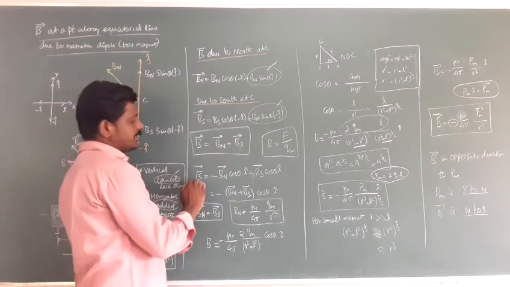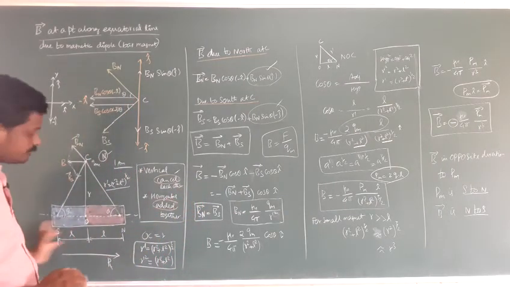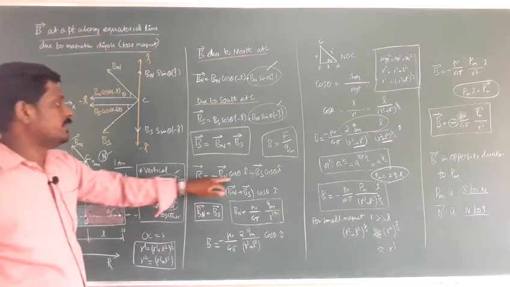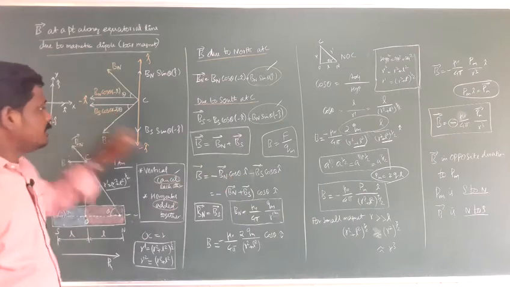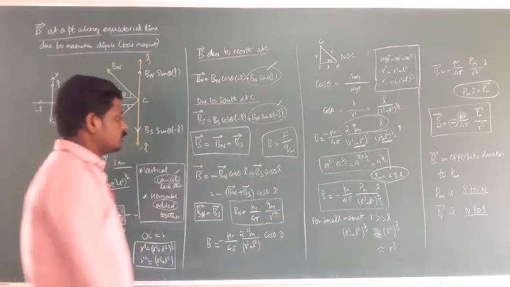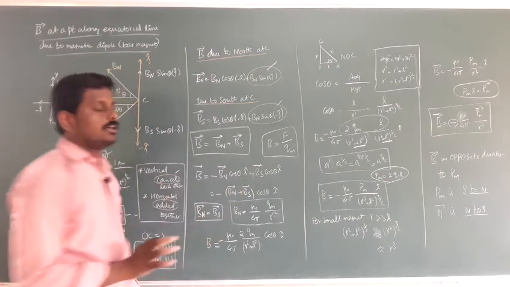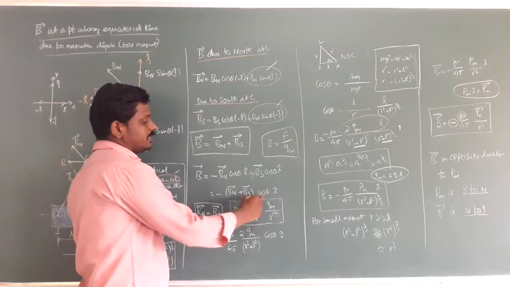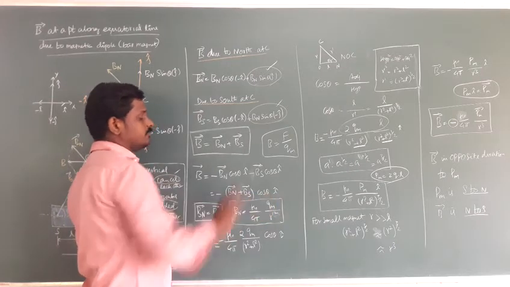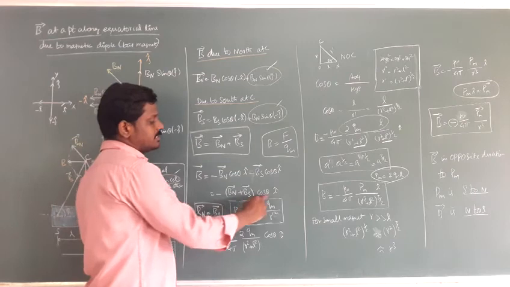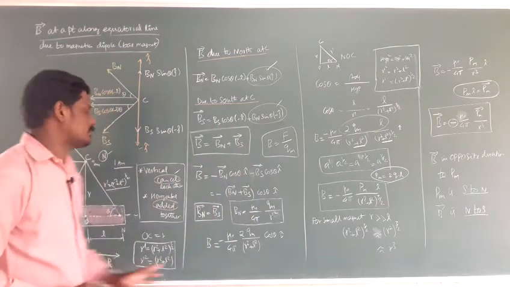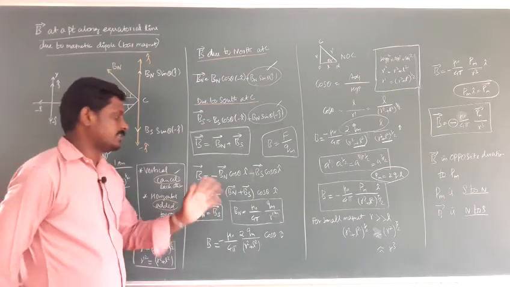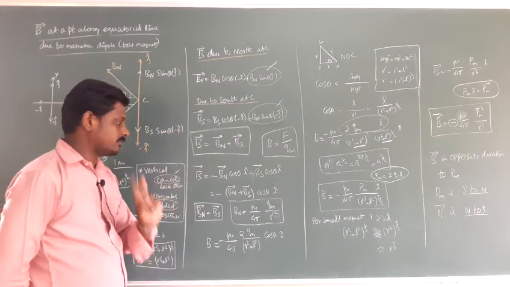The final result: the net magnetic field at point C due to the north pole and south pole is minus BN cos theta i cap, again minus BS cos theta i cap. Cos theta is common, so it is minus (BN plus BS) cos theta i cap. Since BN is equal to BS, the magnetic field due to the north pole equals that due to the south pole. Considering it as 1, 1 plus 1 twice is 2.